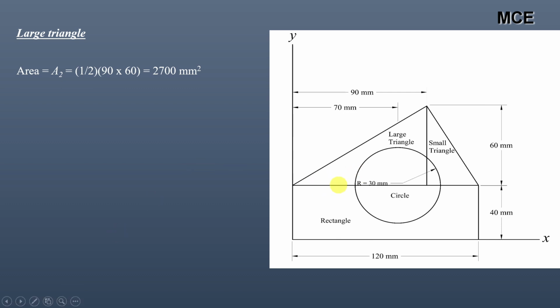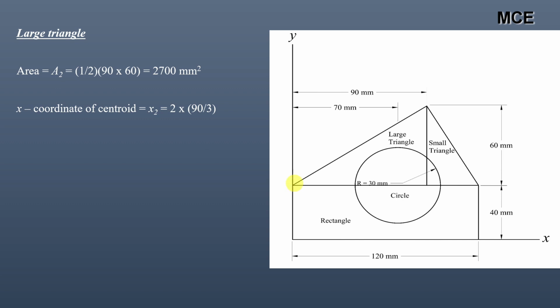Similarly, for the large triangle, its area will be half of base into altitude. So for this triangle, the base is 90 mm, and the altitude is 60 mm. So it will be one half of 90 into 60, which is 2700 mm square. X coordinate of the centroid will be measured from the y axis. We know that the centroid of the triangle, if you measure it from the apex, will be 2h by 3, and if you measure it from the base, it will be h by 3. We have to find the x coordinate.